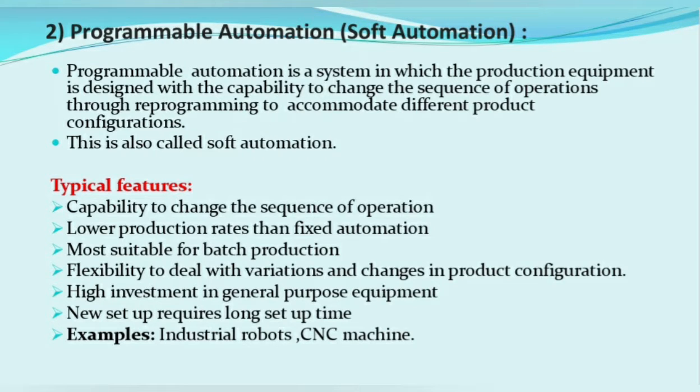The second type of automation is programmable automation. Programmable automation is a system in which the sequence of operations can be changed through reprogramming. Due to reprogramming, this type of automation is very flexible to deal with variations and changes in product configuration. Since reprogramming and new setup require long setup time, this type of automation provides lower production rates than fixed automation. This type of automation is mostly suitable for batch production.